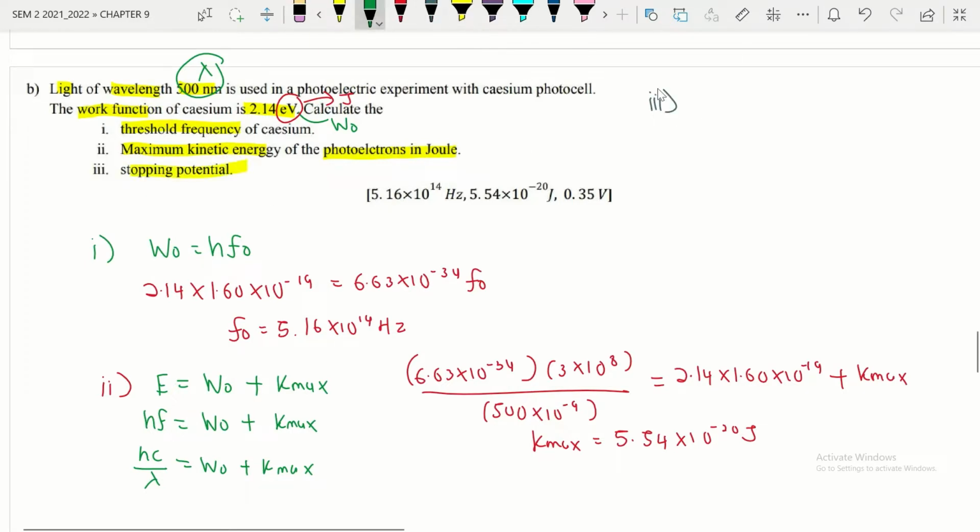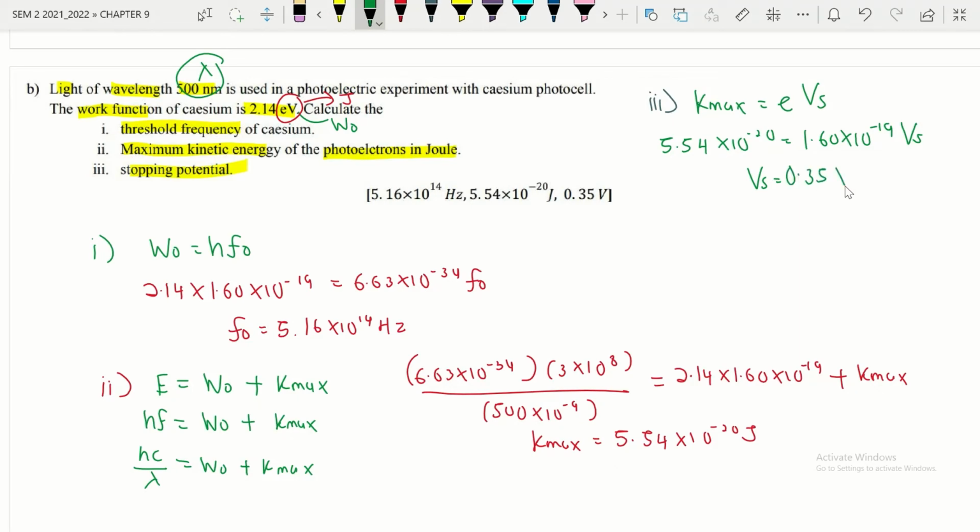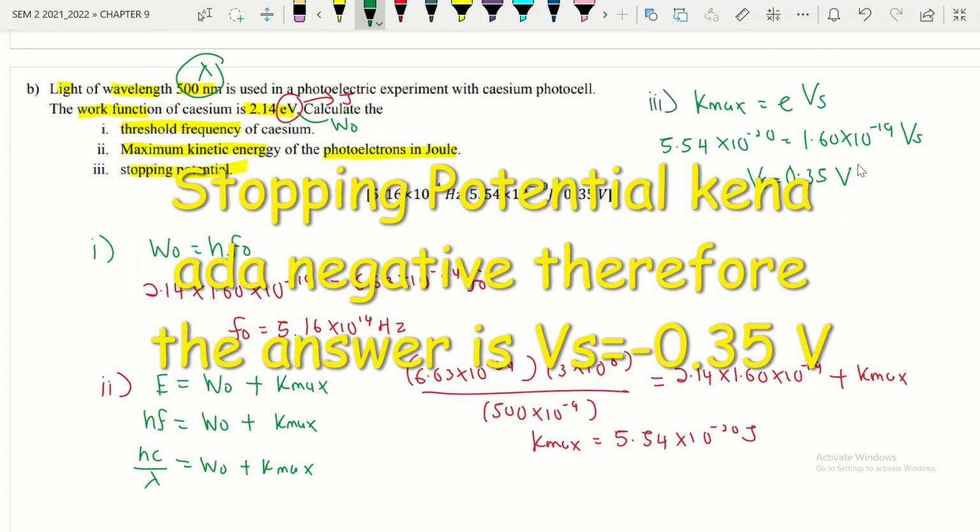Okay, so the next one adalah dia minta stopping potential. Okay, untuk stopping potential, you all dah kena tahu maximum kinetic energy akan sama dengan electron charge darab dengan stopping potential. So, your maximum kinetic energy adalah 5.54 times 10 to power of negative 20. Electron charge adalah 1.6 times 10 to power of negative 19 darab dengan stopping potential. Then you will get your stopping potential 0.35 volt. Okay, so that's all for question number 8.